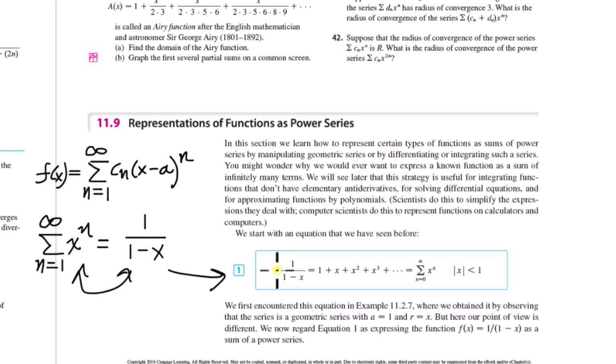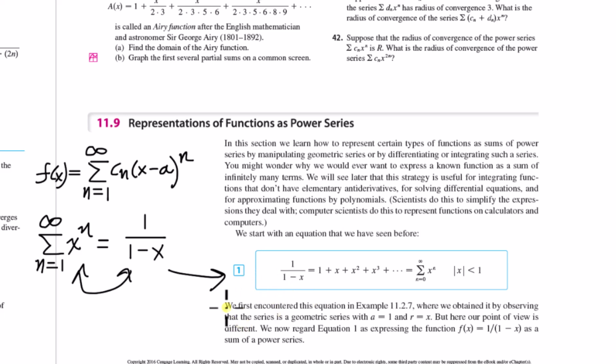Okay, and what we're going to do is, starting with this, we're going to create other function representations of power series by manipulating this particular geometric series, or by differentiating or integrating it. It's going to be one of those three methods. So we're going to go through some examples of those three methods. But you can imagine, strictly in this section, this is going to be our base, and we're going to branch off from here to get other function representations.